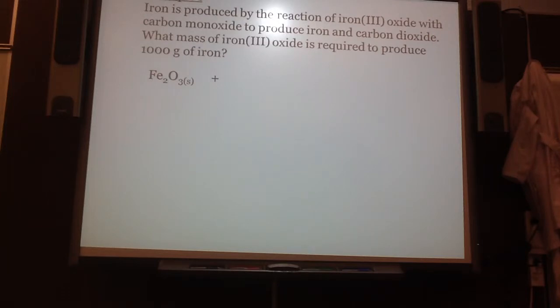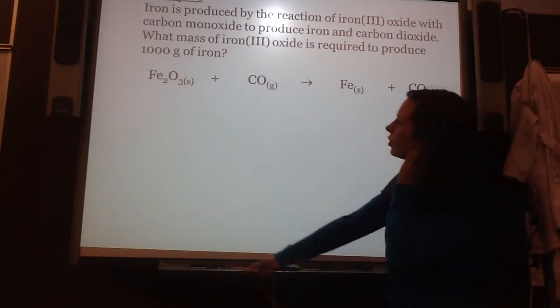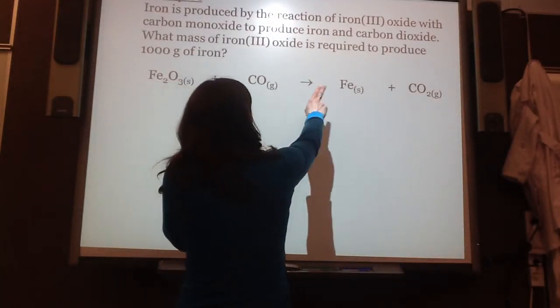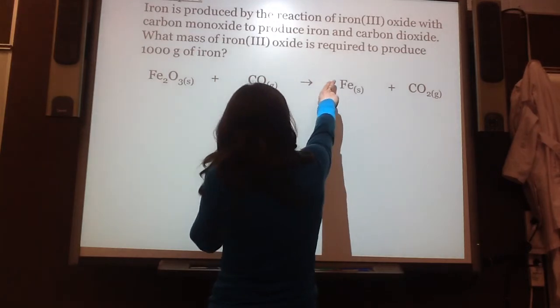So iron 3 oxide will make Fe2O3, added to carbon monoxide gas will make iron solid and CO2 gas. So now you have to balance it. Initially, there's 2 irons on this side and 1 on this side. Okay, so add a 2 there.